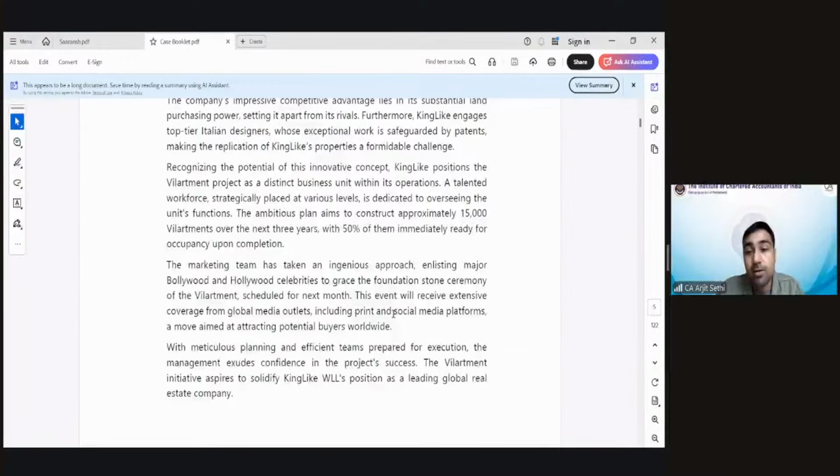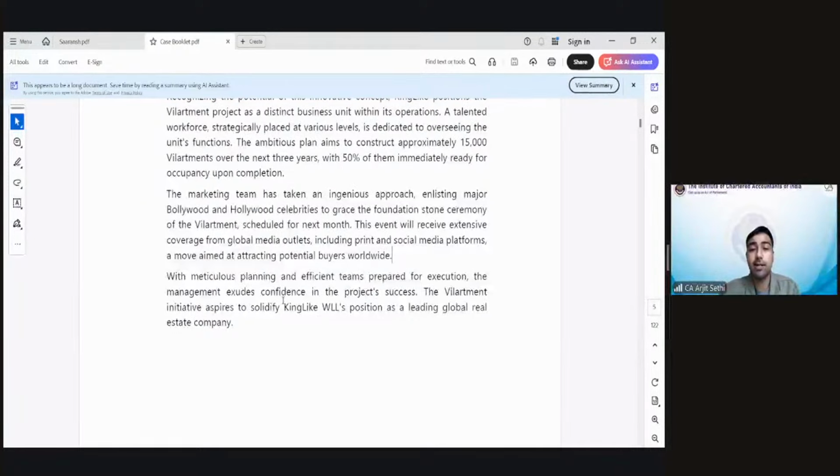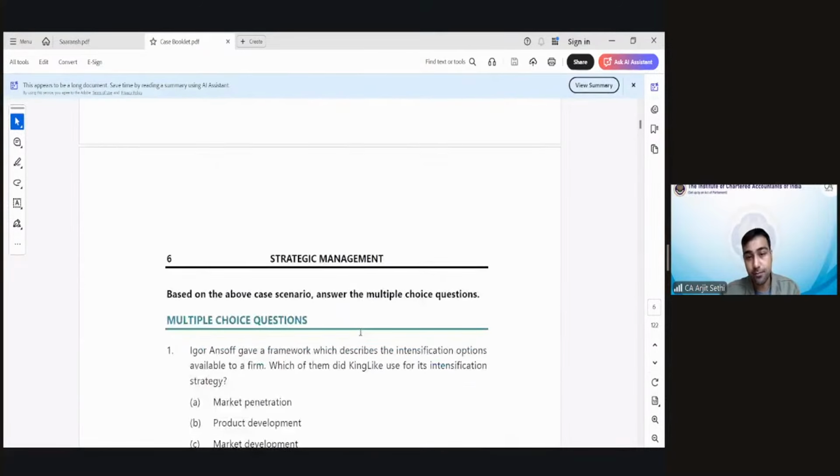You come and buy your house as well, right? They made some social media platform presence, Reels and Instagram, YouTube, everywhere. With meticulous planning and efficient teams prepared for execution, the management exudes confidence in the project's success. The villartment initiative aspires to solidify King-like's position as a leading global real estate company.